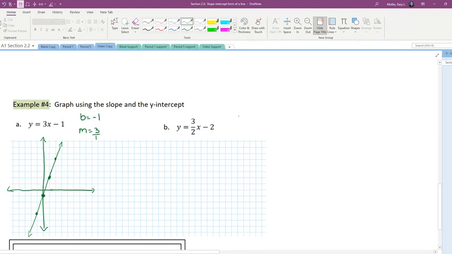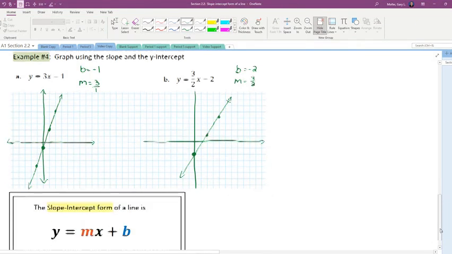My y-intercept on this one is -2, and my slope is 3/2. I'm going to double check. It's a positive 3/2, so my graph should be going up when I'm done. Y-intercept is -2. And I go up 3, 1, 2, 3, and over 2. 1, 2, 3, over 2. And there is the graph of that line.